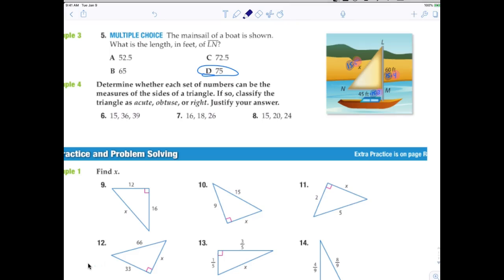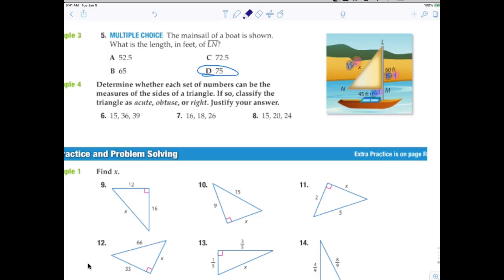If C squared is greater than A squared plus B squared, it is obtuse. And if C squared is less than A squared plus B squared, it is acute. And of course, if it's equal, it's a right triangle, which is what we've been saying for 3 years.